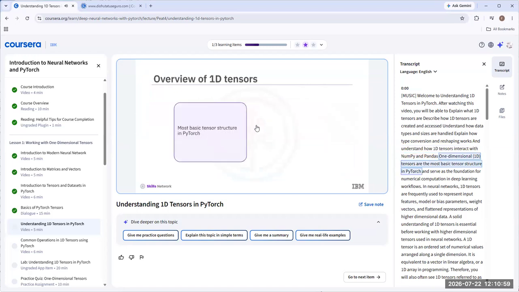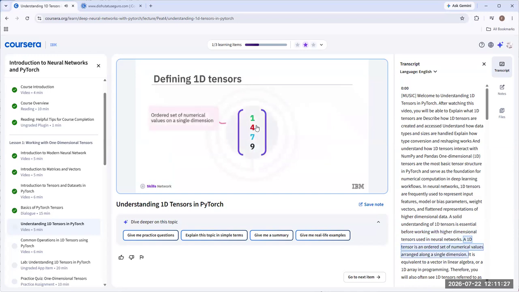One-dimensional, or 1D tensors, are the most basic tensor structure in PyTorch and serve as the foundation for numerical computation in deep learning workflows. In neural networks, 1D tensors are frequently used to represent input features, model or bias parameters, weight vectors, and flattened representations of higher dimensional data. A solid understanding of 1D tensors is essential before working with higher dimensional tensors used in neural networks.